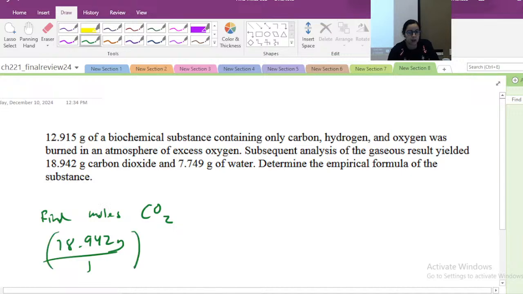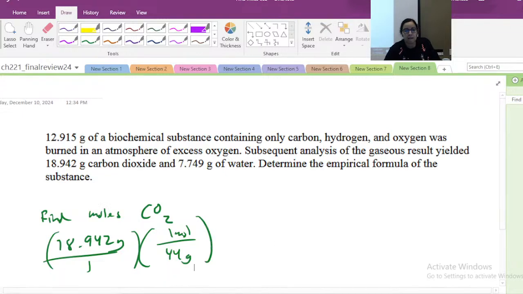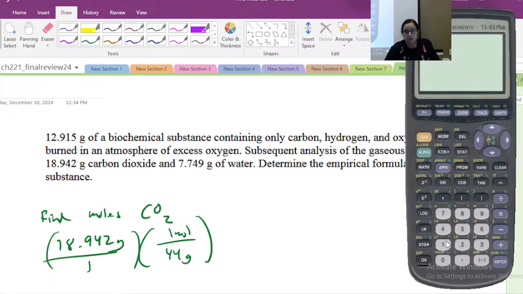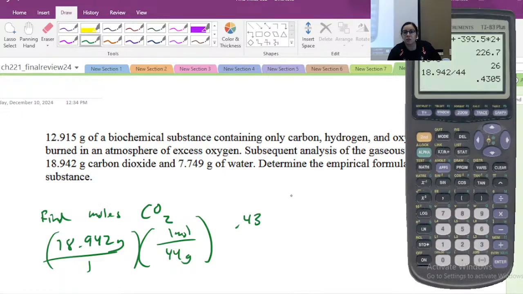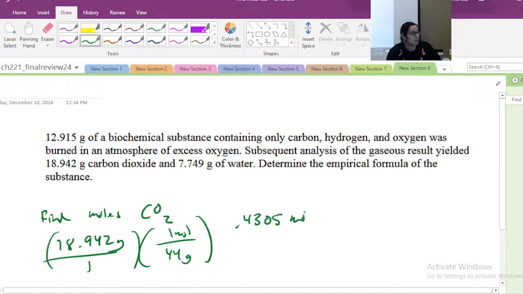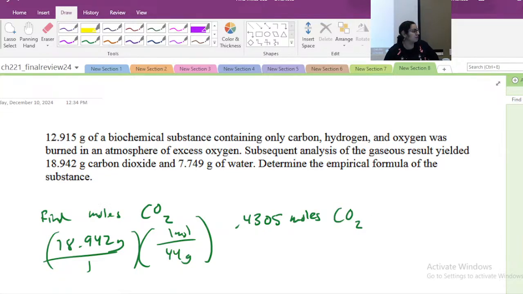Divided by 44, right? Yeah, or roughly. About 0.43 moles. So 18.942 divided by 44. You said 0.43 moles roughly? Yeah. Try not to round too much, so 0.4305 moles of CO2.